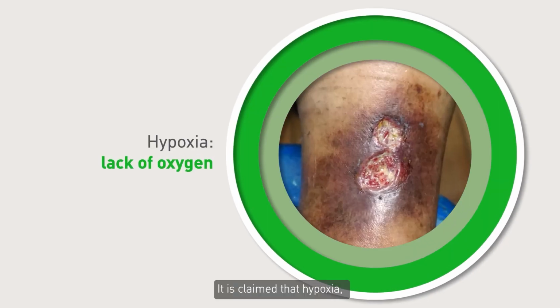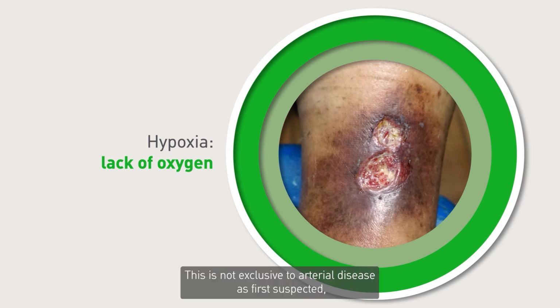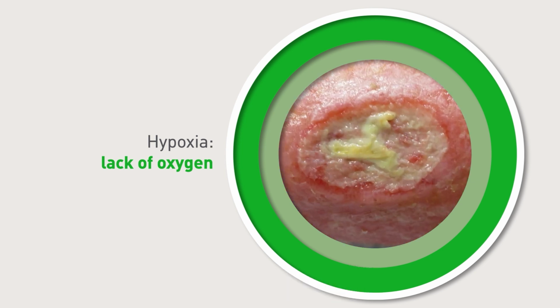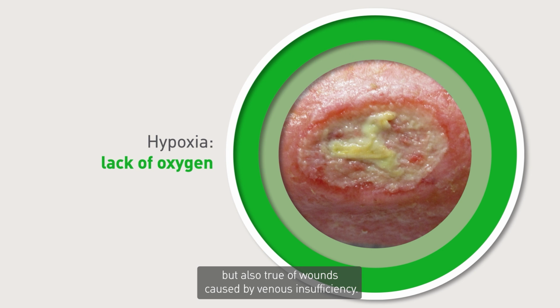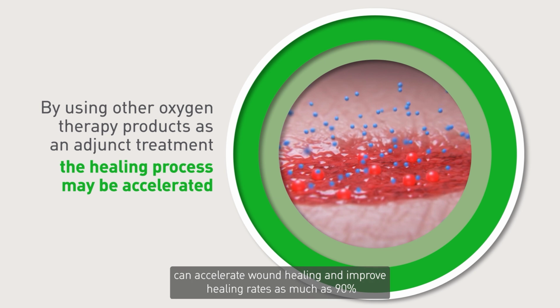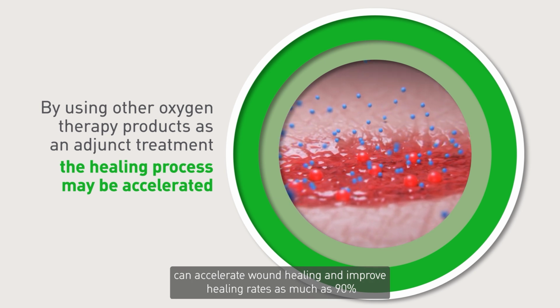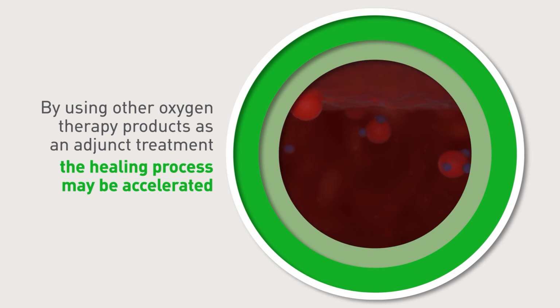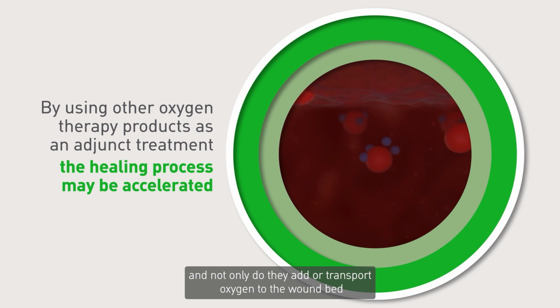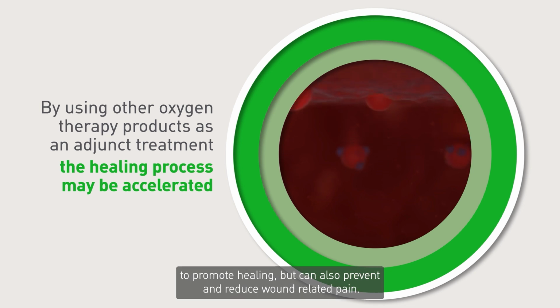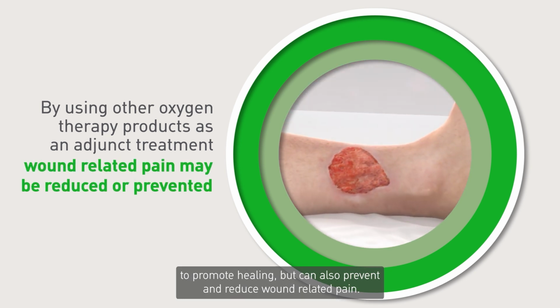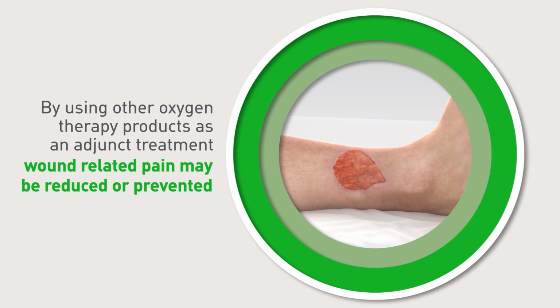It is claimed that hypoxia, a lack of oxygen, is present in most chronic wounds. This is not exclusive to arterial disease as first suspected, but also true of wounds caused by venous insufficiency. When used as an adjunct treatment, some oxygen therapy products can accelerate wound healing and improve healing rates by as much as 90%. And not only do they add or transport oxygen to the wound bed to promote healing, but they can also prevent and reduce wound-related pain.